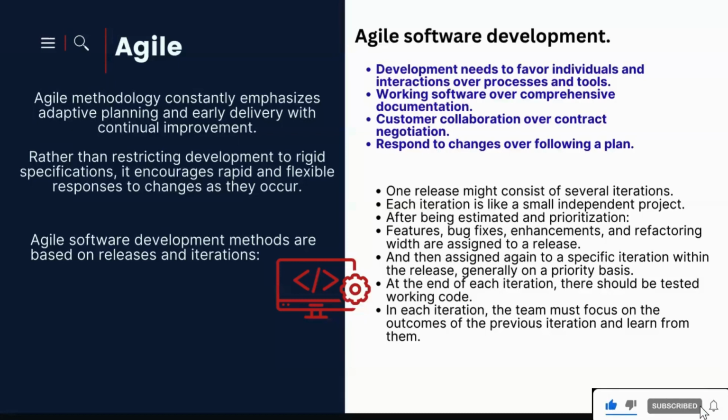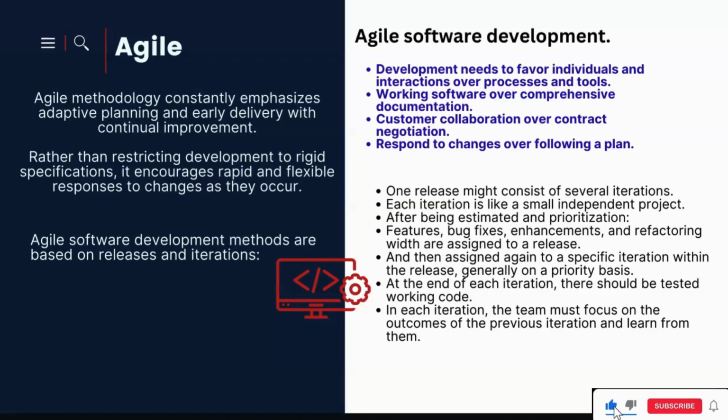Once a release might consist of several iterations. Each iteration is like a small independent project, right? Features, estimation, prioritization, bug fixes, enhancements and refactoring are assigned to a release, and then assigned again to a specific iteration within the release, generally on a priority basis. At the end of each iteration there should be tested, working code. In each iteration the team must focus on the outcome of the previous iteration and learn from it.